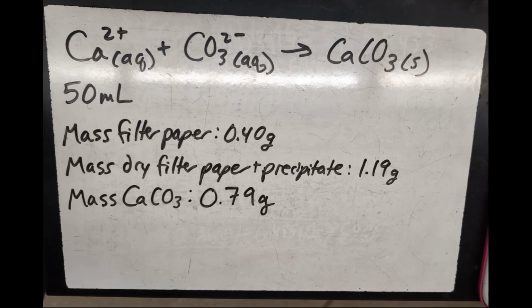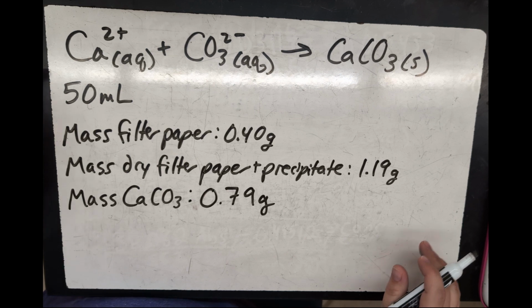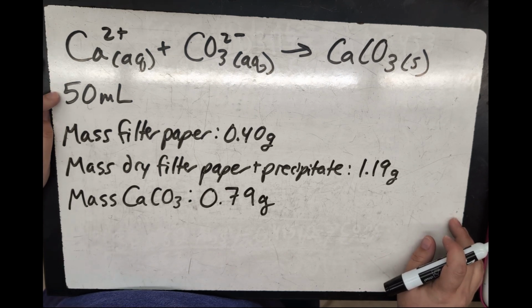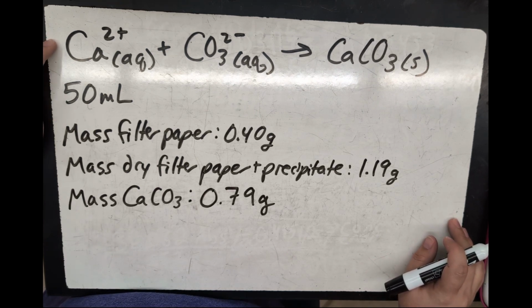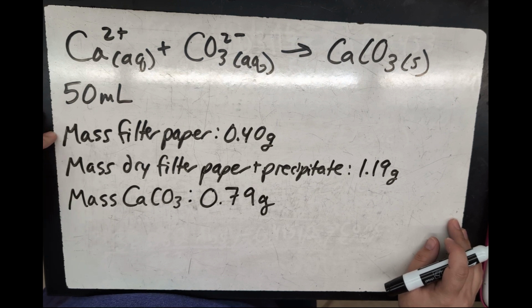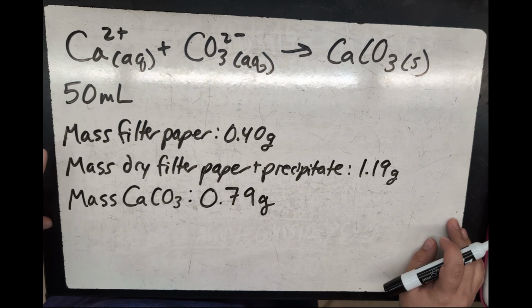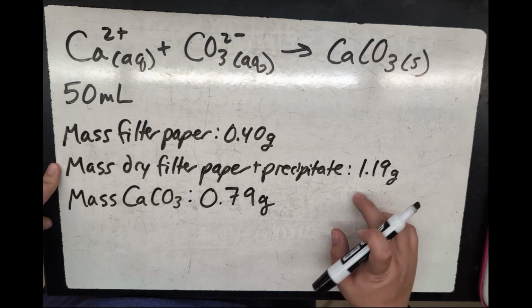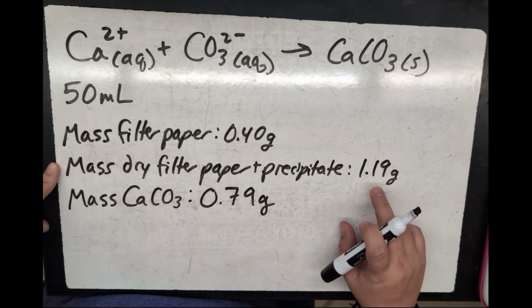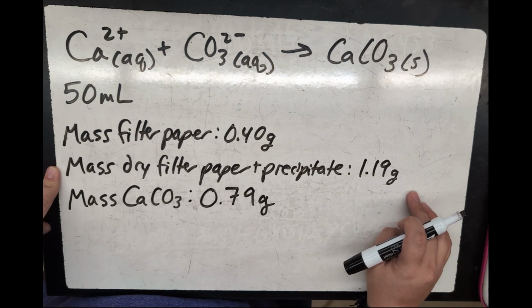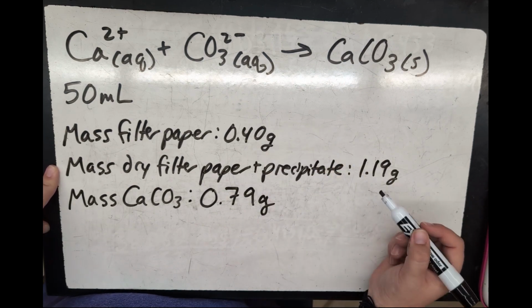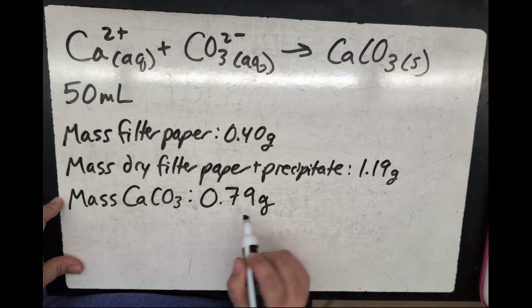Okay, so here are the overall results for this experiment. We used 50 milliliters of our hard water sample, and the mass of our dry filter paper was 0.40, and then after drying to a constant mass in the drying oven, we had a mass of 1.19 grams with the filter paper and the precipitate. Subtract out the mass of the filter paper, and you get the mass of your precipitate by itself.